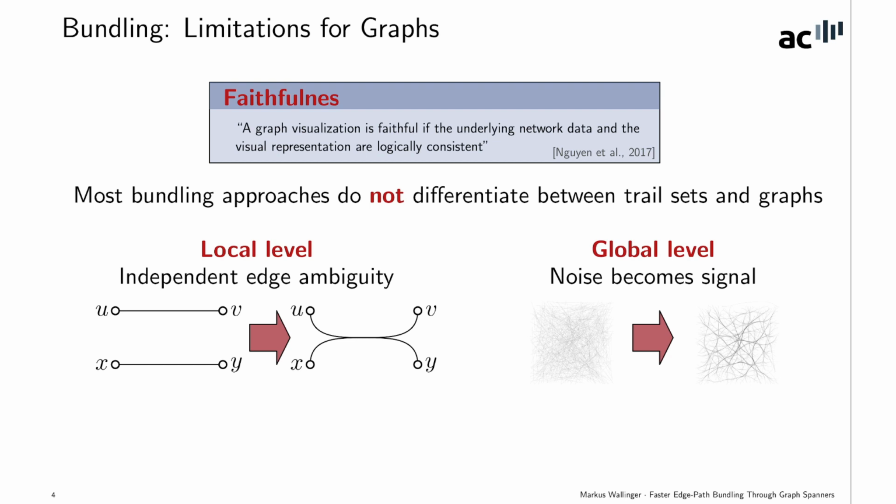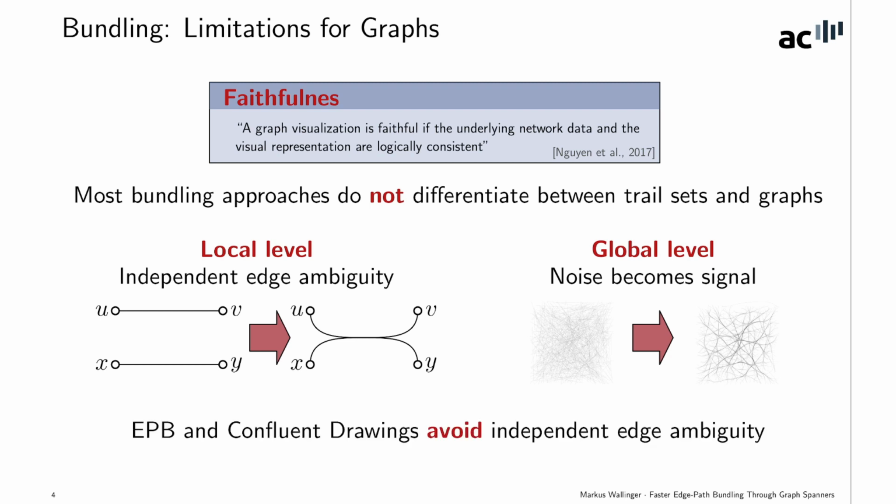On a global level, if we look at 500 unconnected edges that are randomly placed in the plane, the noise becomes signal. However, edge path bundling does avoid those independent edge ambiguities by bundling edges against existing paths in the graph.